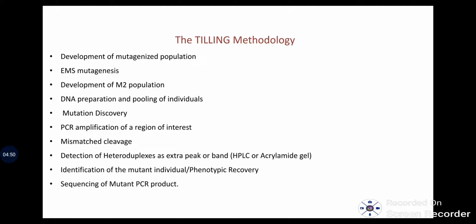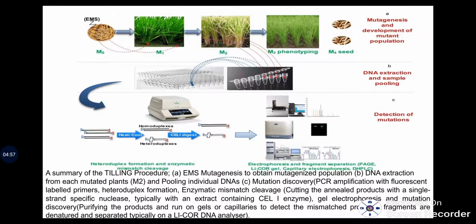They may ask the procedure. That means for 5 marks, these bullet points along with some explanation is enough. This is the procedure, as I have already told you, the 3 steps. One is mutagenesis and development of the mutant population. Second is DNA extraction and sample pooling, and then detection of mutations.